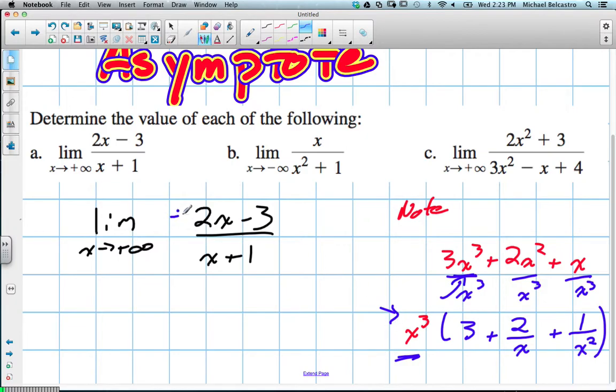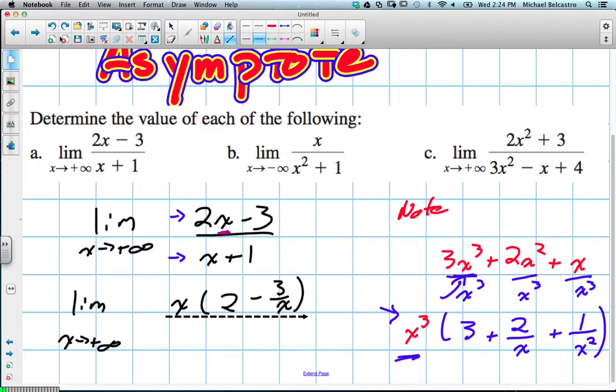So I'm going to do that for both the top and the bottom separately. The highest variable in the top is x, so we're going to common factor x out. So the limit as x approaches positive infinity, when I common factor x out, we have x times 2 minus 3 over x. On the bottom, same idea, we common factor out x. When we factor out x, we have 1 plus 1 over x.